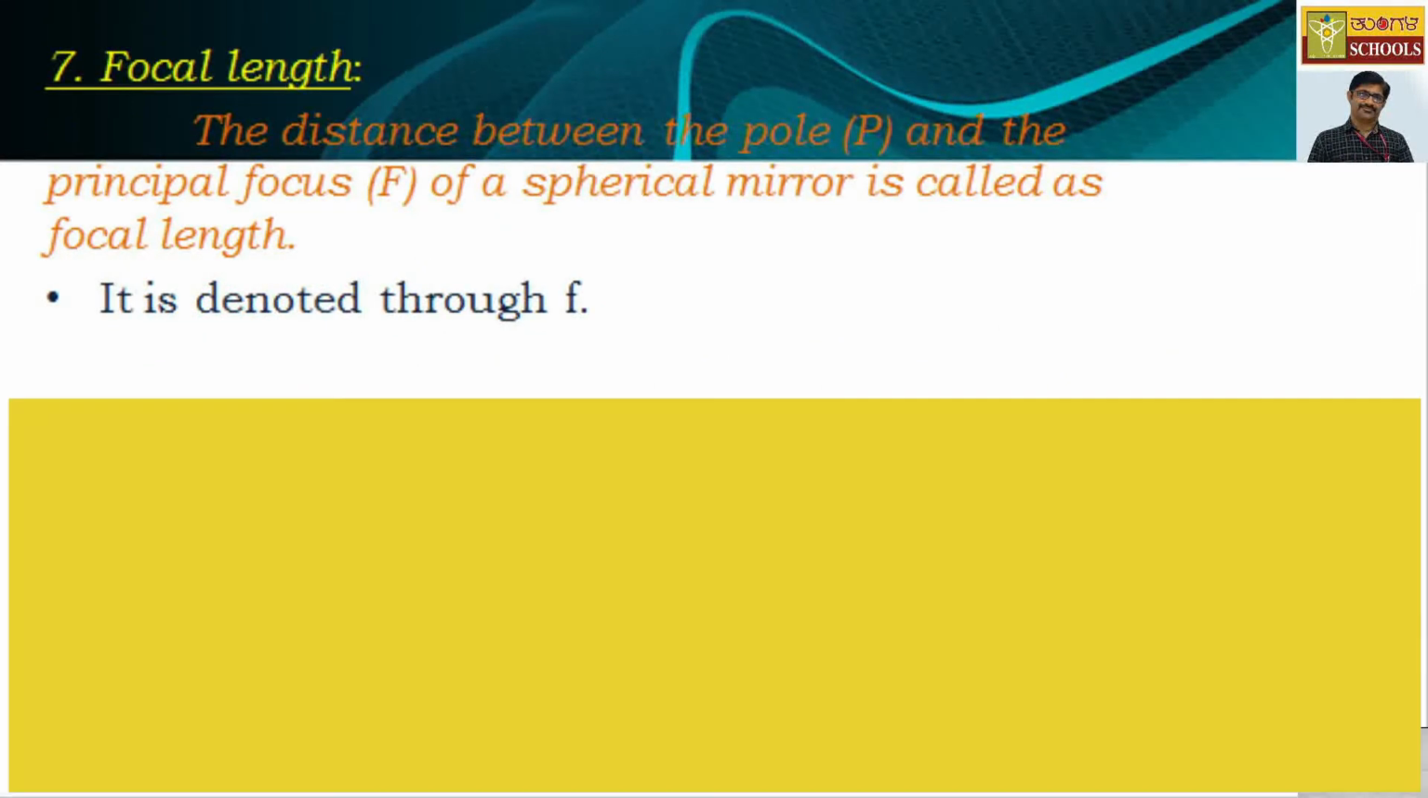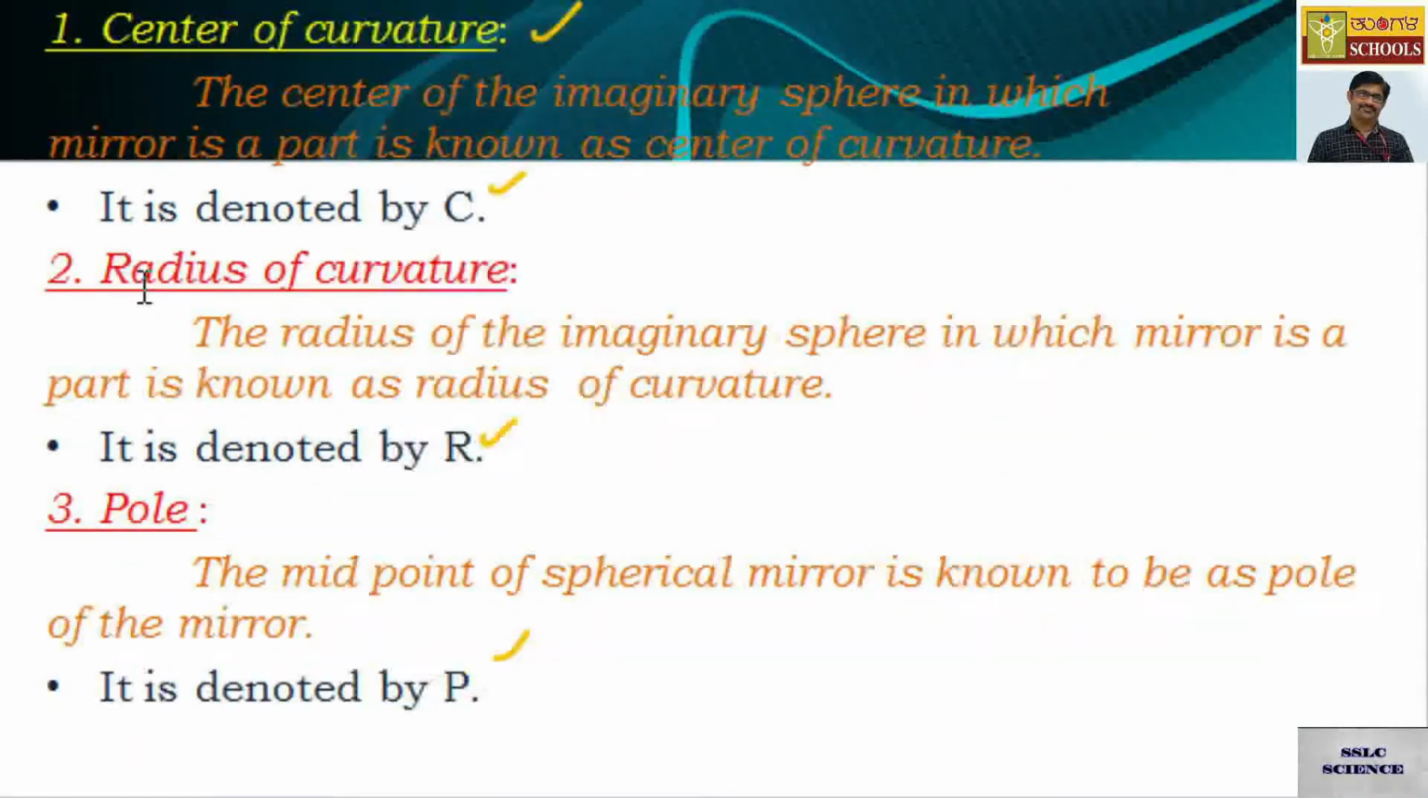Next one, that is focal length. The distance between the pole of the mirror P and the principal focus F is known as the focal length of a spherical mirror. The distance between P and capital F of a spherical mirror is taken as focal length. It is denoted by the small letter f. So let us try to get those one by one into the diagram.